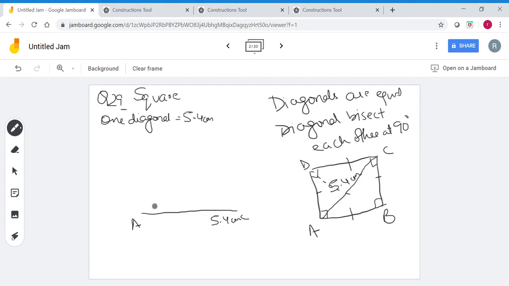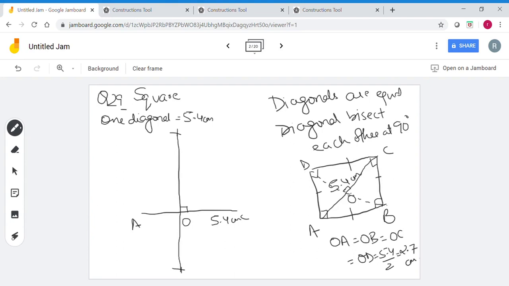I know that the second diagonal will be a perpendicular bisector to it. So I create a perpendicular bisector. This is point O where the two diagonals meet. From the point O, OA is equal to OB is equal to OC is equal to OD is equal to 5.4 by 2, which is 2.7 centimeter. So from O I mark 2.7 here and mark 2.7 here. So this gives me D, this gives me B, and I join AD, DC, AB, and BC.